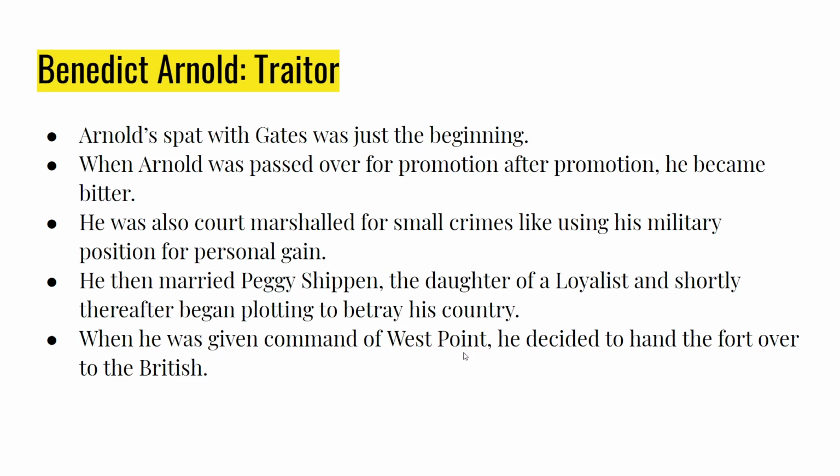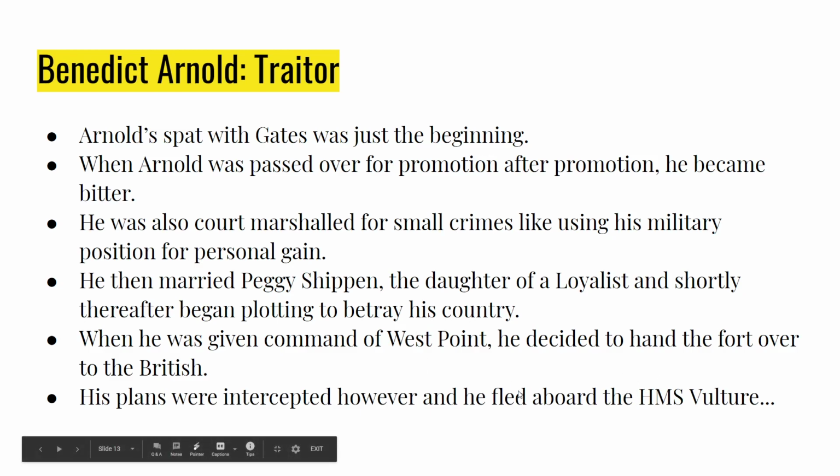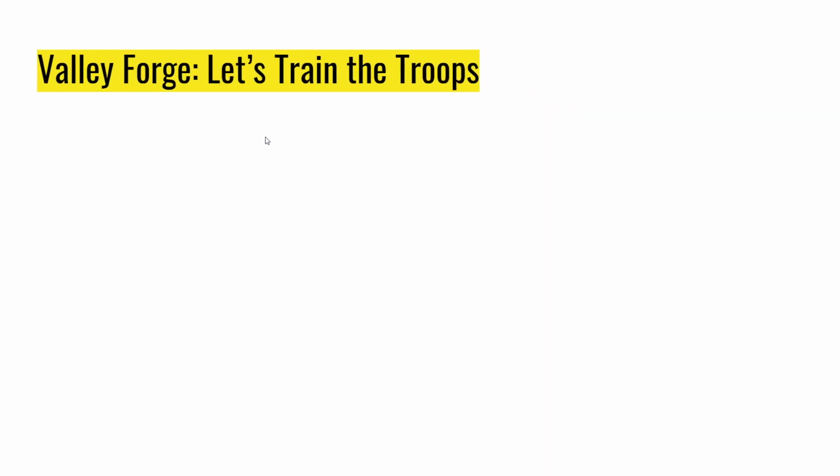So when he was given command of West Point, which is, of course, the military academy, he decides to hand over West Point to the British. He decides that he is going to let the British come in and take West Point, okay, which would have been devastating for the Americans. But his plot is discovered, okay? And so he jumps ship and gets on a British ship called the HMS Vulture to get out of America to escape the justice of betraying his country.